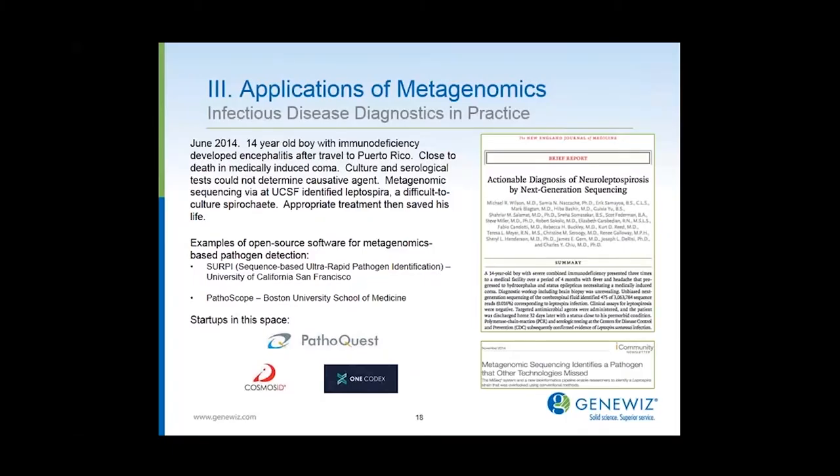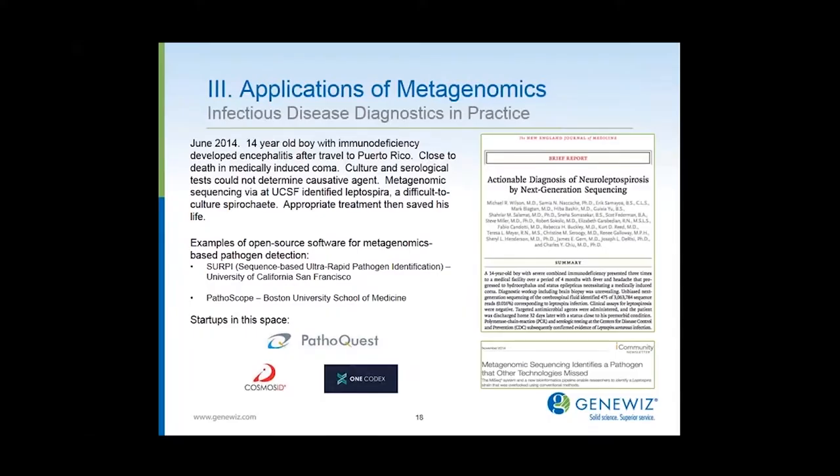One of the most interesting uses, or maybe the earliest use of metagenomics for infectious disease diagnostics, was a case of the 14-year-old boy who traveled to Puerto Rico. This boy had a type of immunodeficiency, and after swimming in a river in Puerto Rico, he developed brain inflammation called encephalitis.